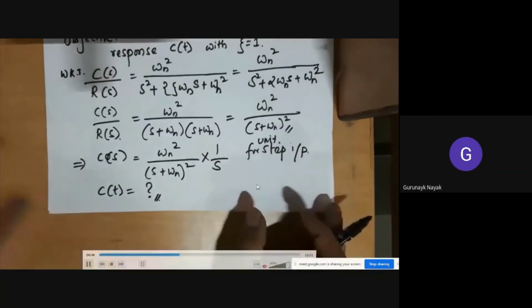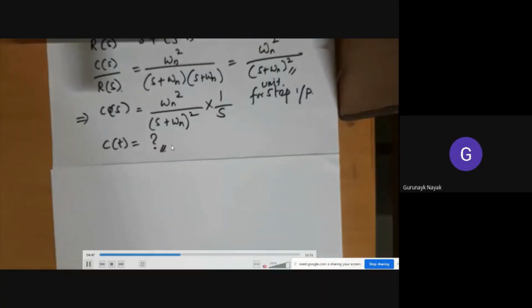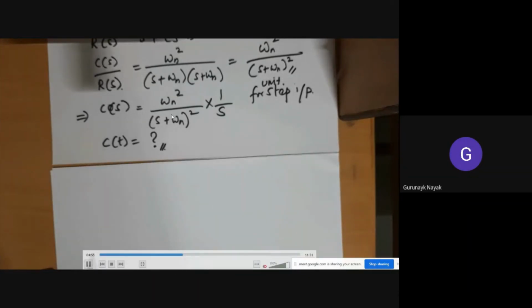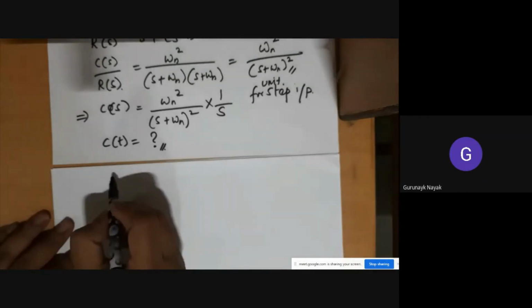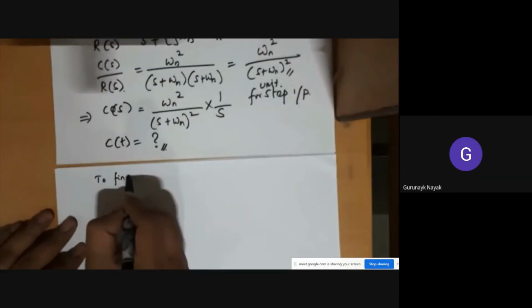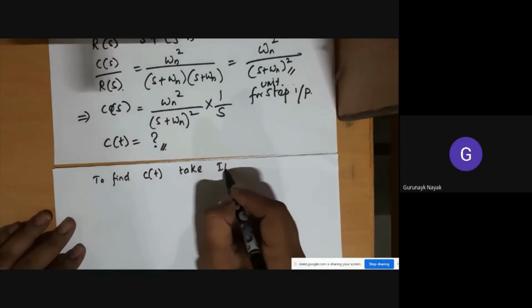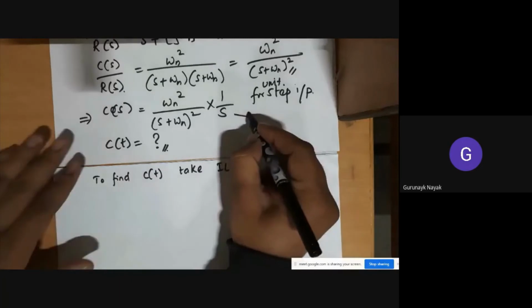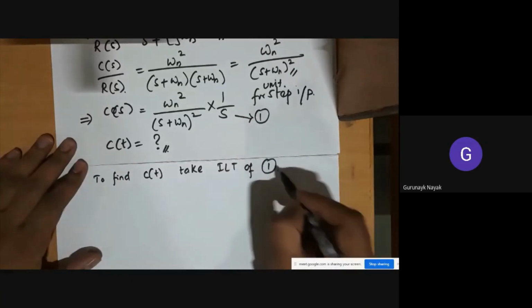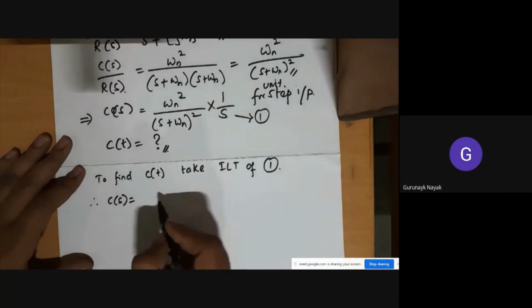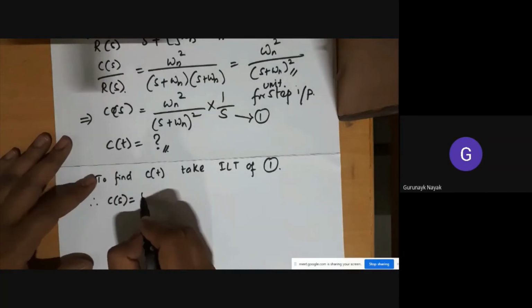So what is C of t for this now? That's our next goal. Let us proceed with the above expression. We have to take the inverse Laplace transform now. To find C of t, take the inverse Laplace transform of this equation, equation 1. So how do we take that inverse Laplace?